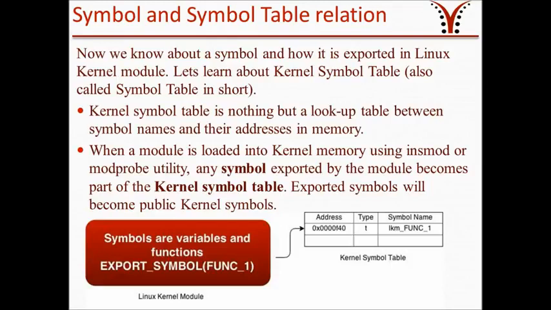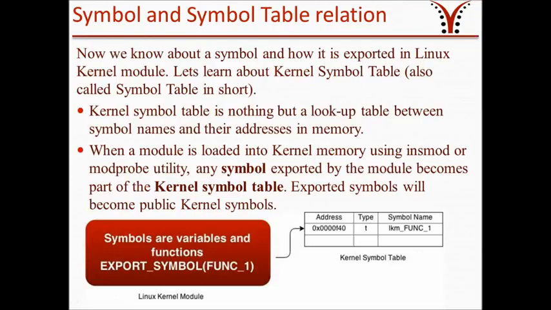Let's represent this in a diagram. Here is the diagram which shows the kernel module and the kernel symbol table. If you see here, the symbols and variables are part of this kernel module, and a particular symbol, let's say function_1, is a symbol in this Linux kernel module which will be exported using the function EXPORT_SYMBOL. So the moment you insmod this kernel module, it will try to export this particular symbol function_1 to the kernel symbol table. Kernel symbol table will have an address, type, and symbol. We'll be discussing these three parameters in upcoming sessions.